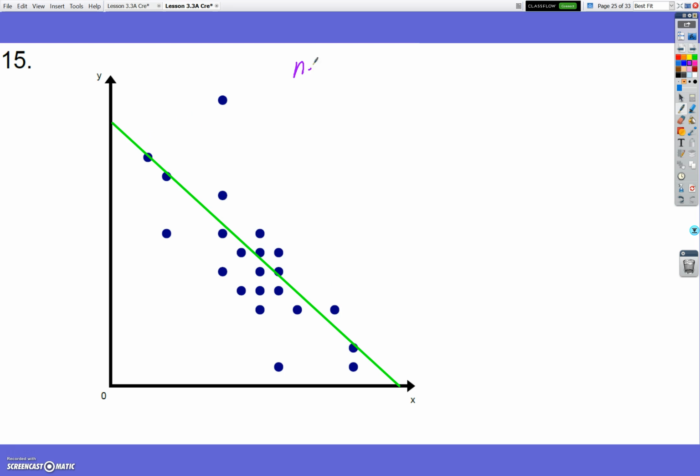So I would say it's negative because it's going down. It's also linear. It's also, I would say, a moderate strength. It's not super strong. It's not as strong as the one before it. Moderate association.